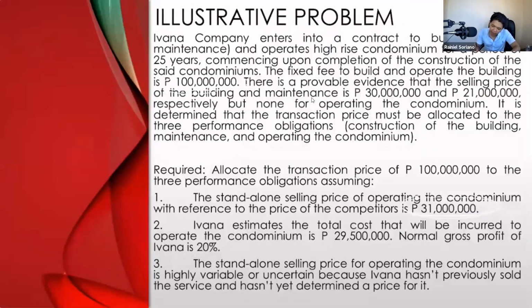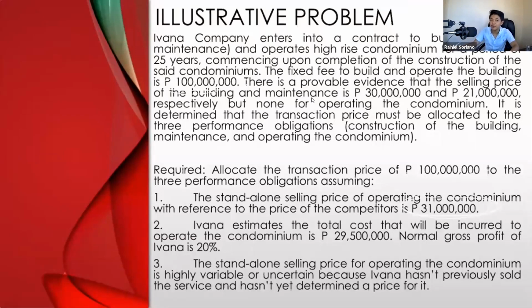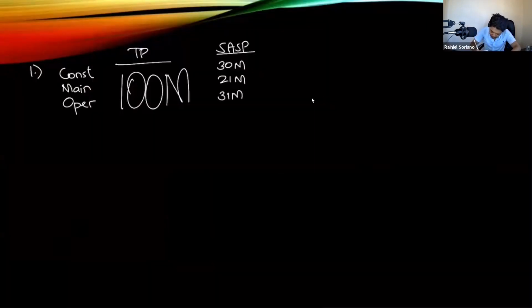Once again, the requirement here is to allocate the transaction price of 100 million to the 3 performance obligations. So number 1 tayo. We have construction, maintenance, then operation. Once again, the transaction price is equal to 100 million. Standalone selling price of construction is 30 million, 21 million for the maintenance, and with reference to the price of the competitors, or by the use of the adjusted market assessment approach, the relative fair value or standalone selling price of the operation is 31 million. So 31 million will be put here. The total will be equal, of course, to 82 million.